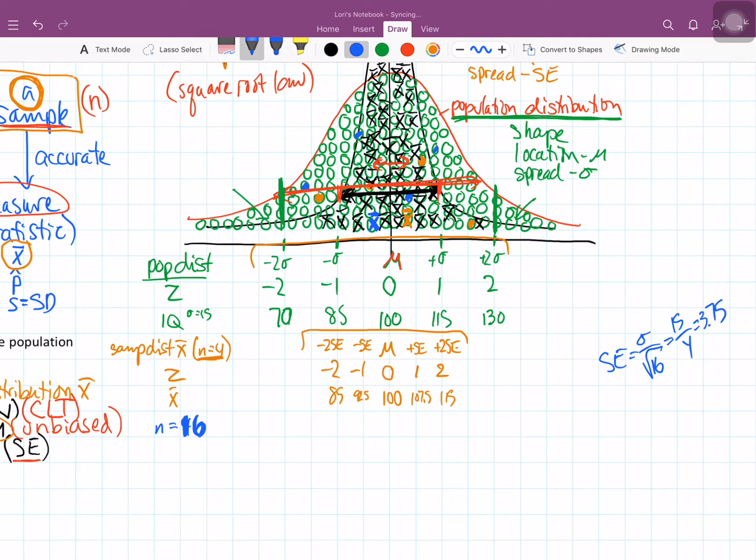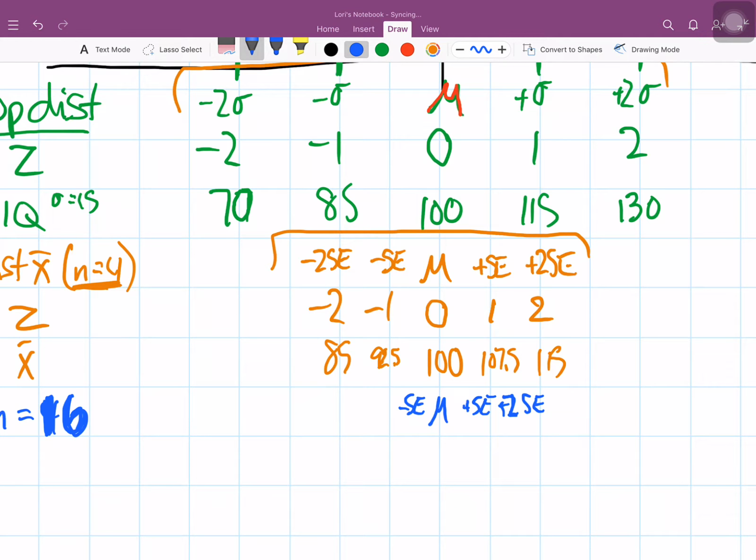So let's go ahead and map that out. Again, we would have a mean, plus standard error, plus 2 standard errors, minus standard error, and I'm going to have to zoom in, or I can't draw that small, minus 2 standard errors. So here again, we have a z-score of 0, 1, and 2, minus 1 and minus 2.